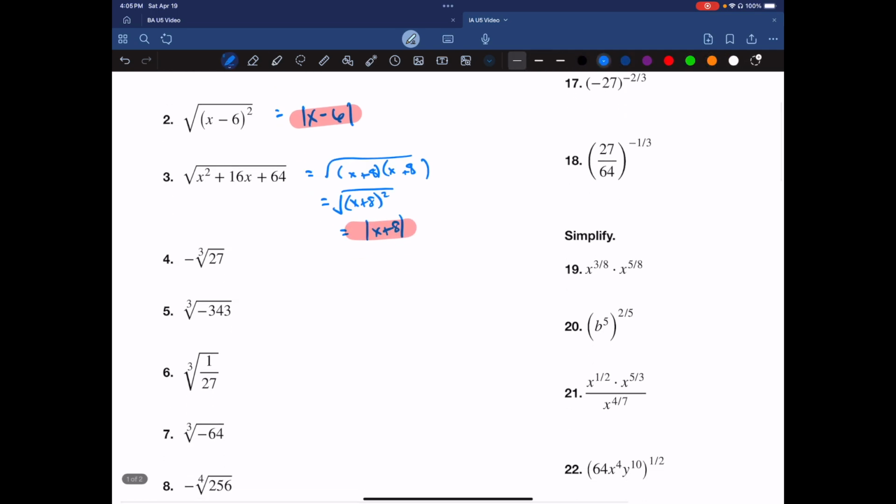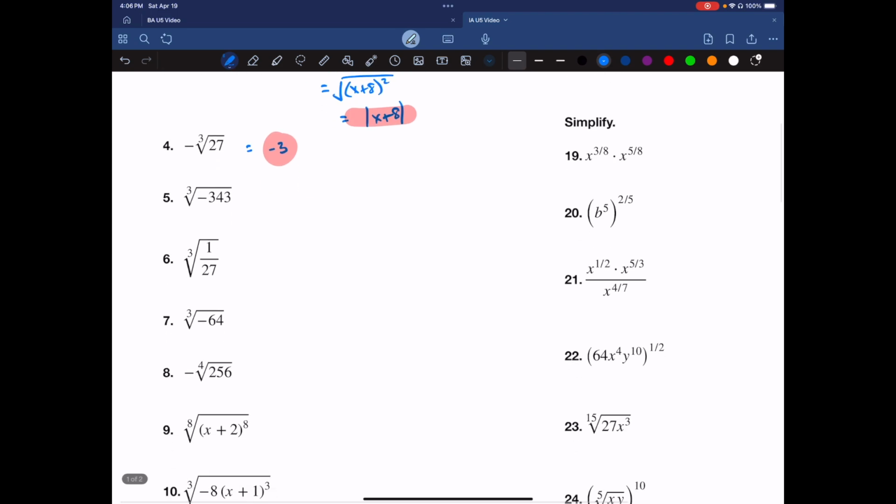On number 4, you have the cube root of 27. Well, the cube root, you can take the negative of it. So like on number 5, you can take the cube root of that. But on number 4, no matter what you get, the answer is going to be negative, or at least you're going to take the opposite of it, because the negative is on the outside. So the cube root of 27 is 3, and it's going to be a negative 3 because of the negative on the outside. On number 5, the cube root of 343 is 7, but because it's negative, it's going to be a negative 7.